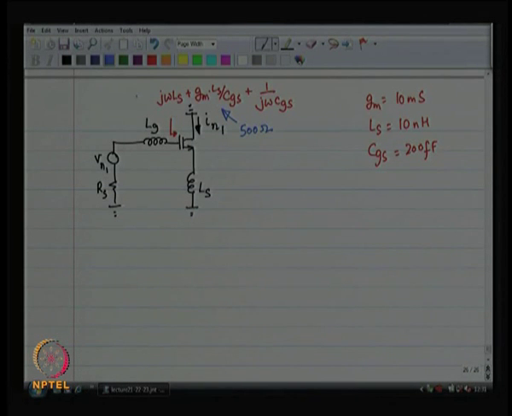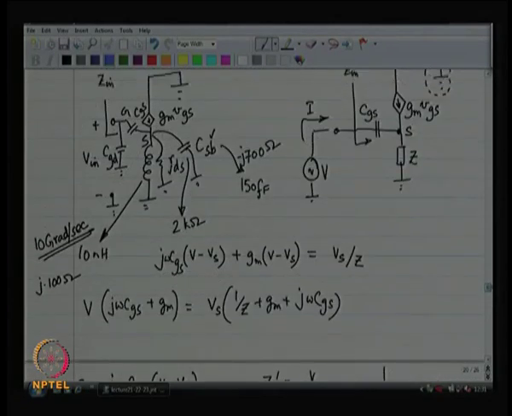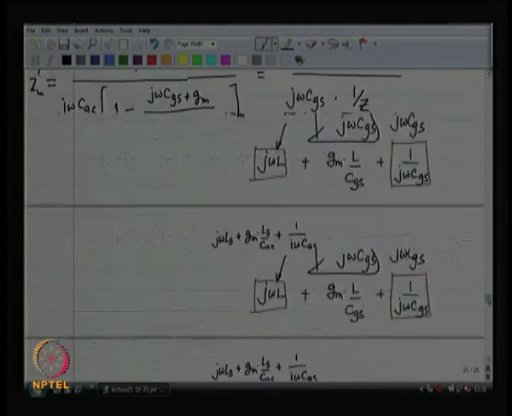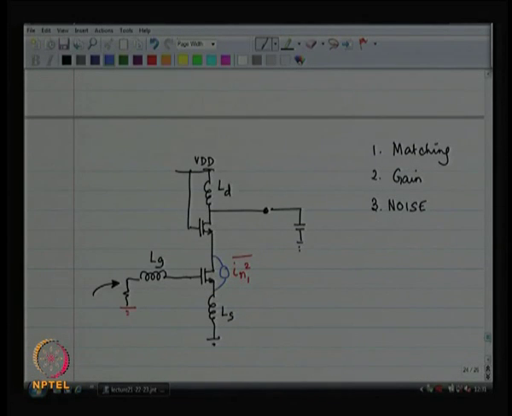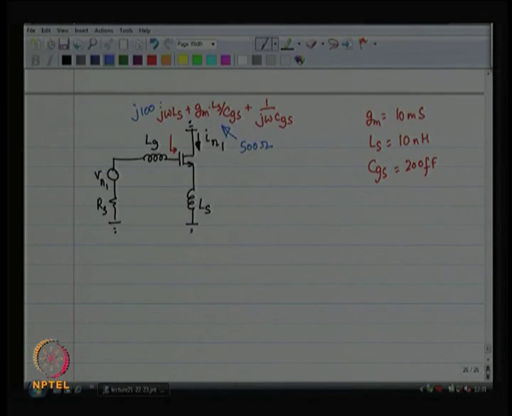j omega Ls was j times, how much have I forgotten, did I rub it off? No, j times 100. And 1 by j omega Cgs is going to be something much, much larger. All right. So, it is going to be capacitive and there is going to be a resistive element over there.